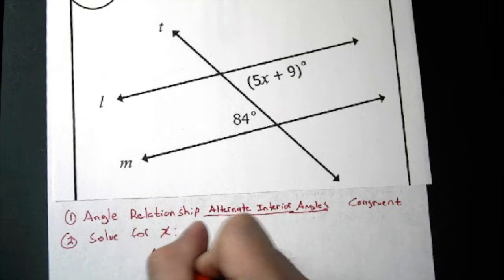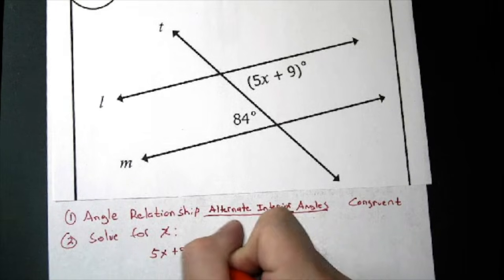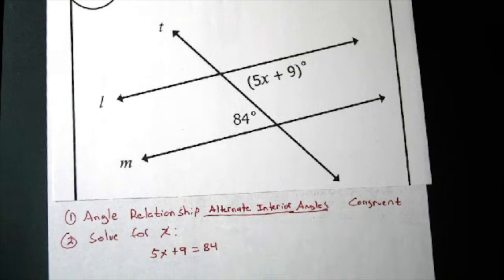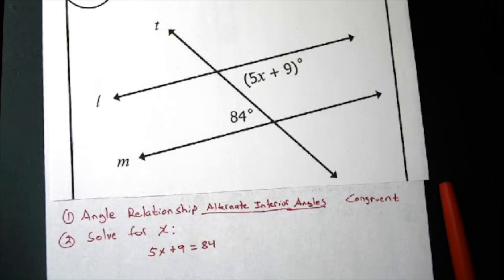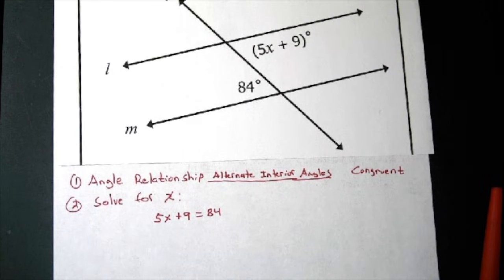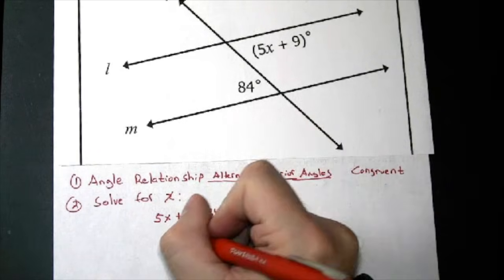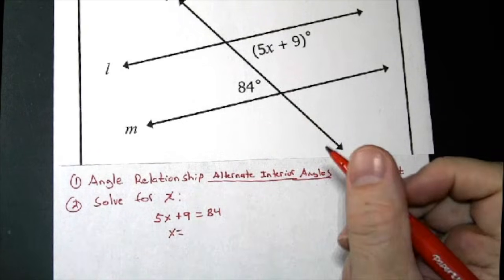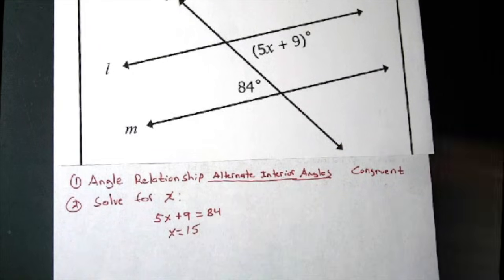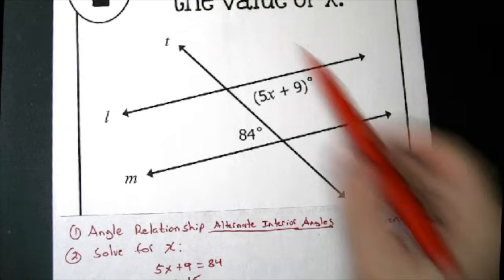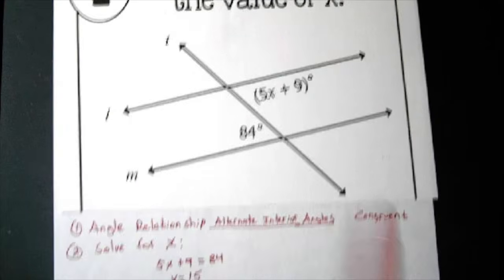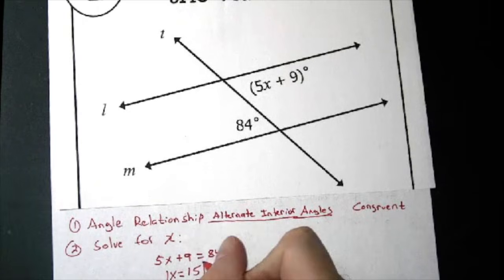We're going to have 5x plus 9 equals 84. And you want to go ahead and either solve that manually or put it in InSolve. Okay, so I put the equation in InSolve and I got x is equal to 15. And I'm going to check the directions for the problem, and it says find the value of x. We did that. We got x is equal to 15, so we are done with this problem.